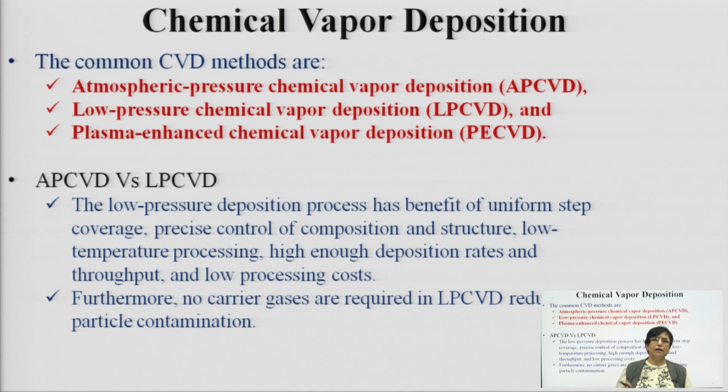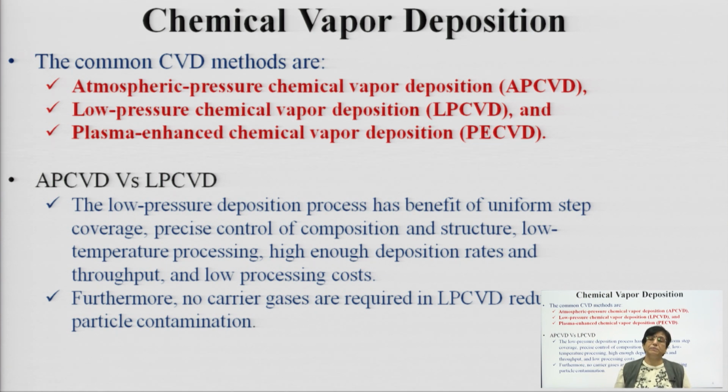Now, such chemical vapor deposition techniques are categorized into 3 different domains depending upon the pressure being used. First is atmospheric pressure chemical vapor deposition, second is low pressure chemical vapor deposition or LPCVD, and the third is known as plasma enhanced chemical vapor deposition, which is PECVD. Now, what is basically the difference? The low pressure deposition process has the benefit of uniform step coverage and precise control.